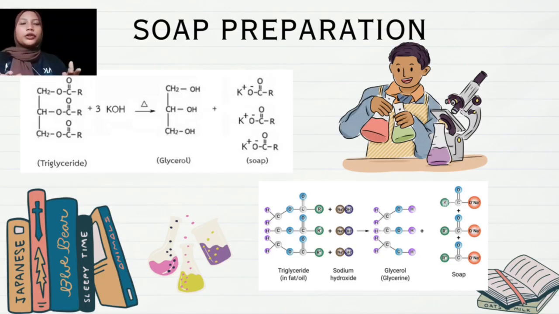Now we go through to soap preparation. In soap preparation, the potassium hydroxide and sodium hydroxide will combine with triglycerides. Triglyceride is an element in fat or oil. This combination will make glycerol plus soap. This process is called saponification. So, what is saponification?